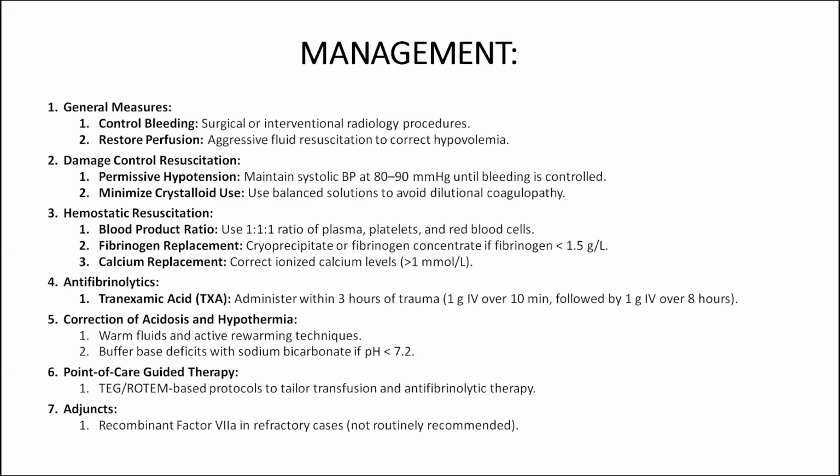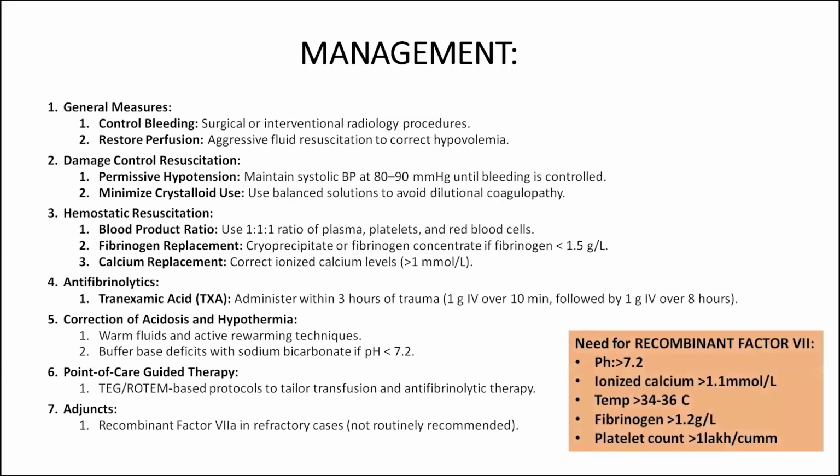So when do we think about the need for recombinant factor 7? When the pH is normalized, at least more than 7.2, you have normalized the ionized calcium to more than 1.1 millimoles per liter, temperature is normalized, fibrinogen is normalized, and platelet count is optimized. If you have done all of this optimization, then think of factor 7. Otherwise, if you have not optimized all of this, don't routinely ask for factor 7. These are the checkpoints for the indications for use of recombinant factor 7.